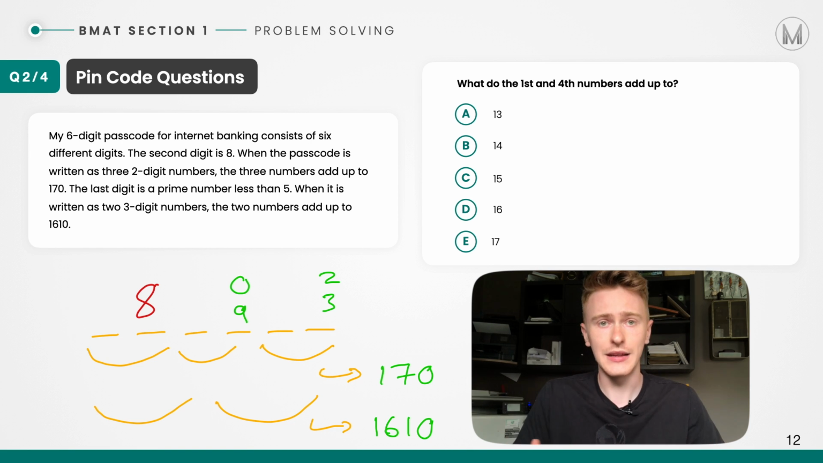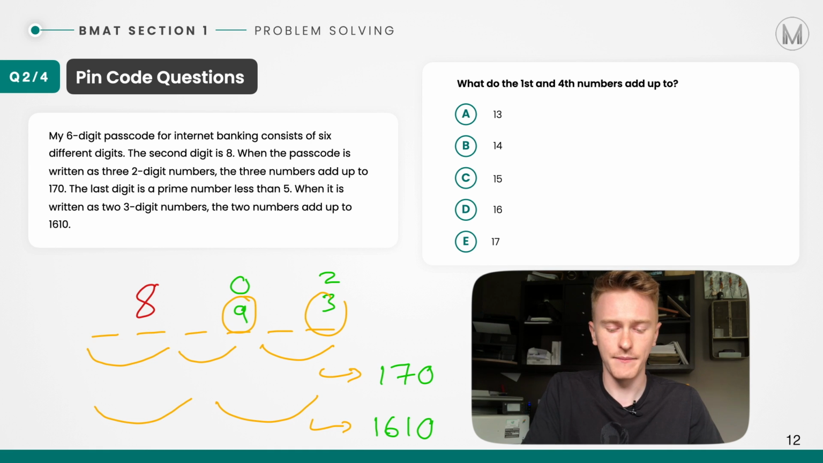So hopefully you can see that we can easily rule out 0 and therefore 2, because if those were the numbers, we simply wouldn't get anywhere near this 1610. So the correct answers here would be 8, 9 and 3. So we can circle that 9 and 3 there.